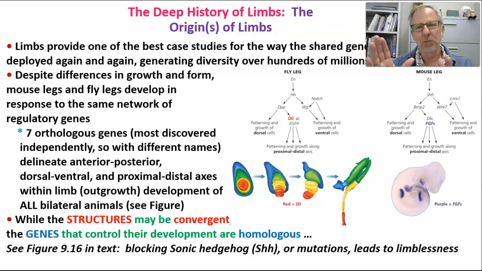So, despite differences in growth and form, mouse legs, fly legs, or for that matter, just to generalize, tetrapod legs and arthropod legs develop in response to the exact same network of regulatory genes. So in terms of differences in growth, when an arthropod or an insect limb develops, all the parts of the limb develop at the same time. Different parts of a leg all develop at once.